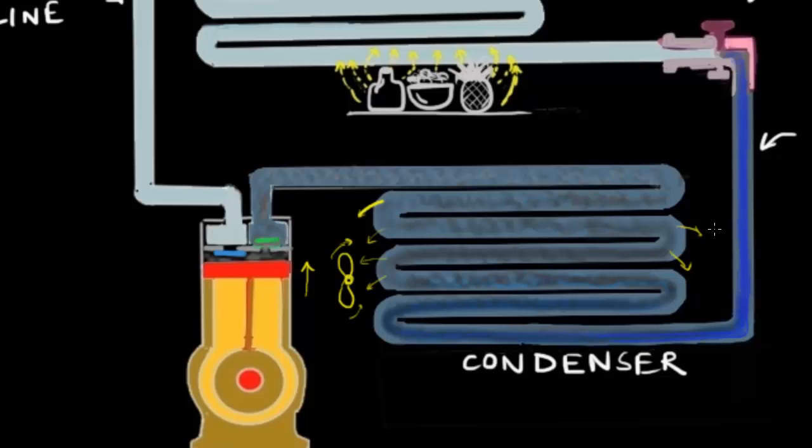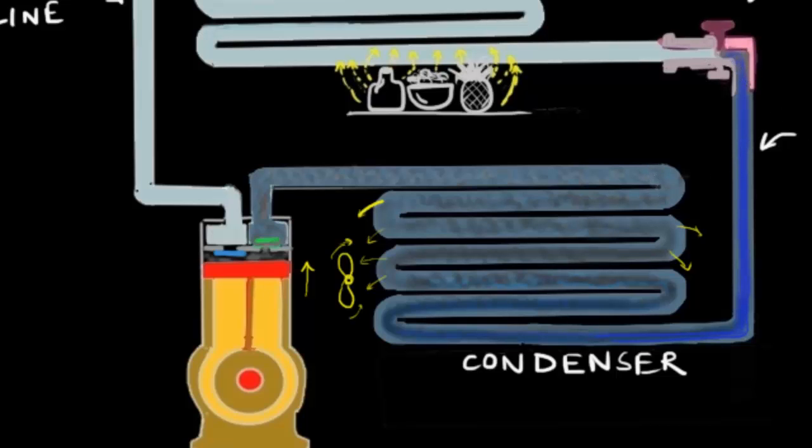Now you have this refrigerant in liquid form that you would think is ready to go back into the evaporator and start boiling. But there's a problem there. This liquid is under a relatively high pressure, right? But remember, for it to boil at the required low temperature, you want the pressure of the liquid to be reduced.